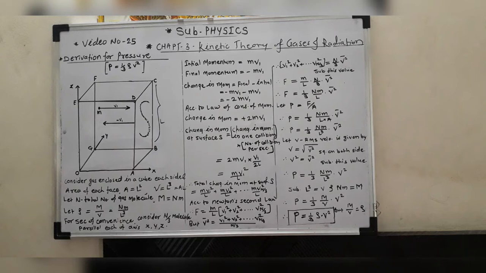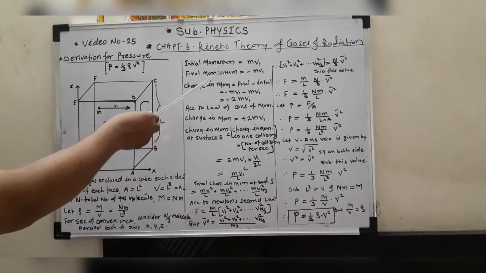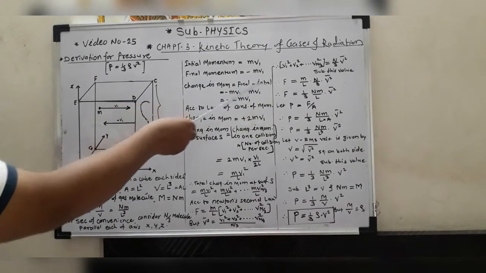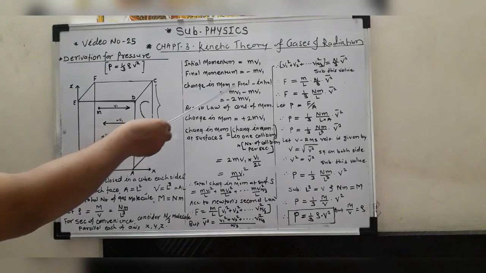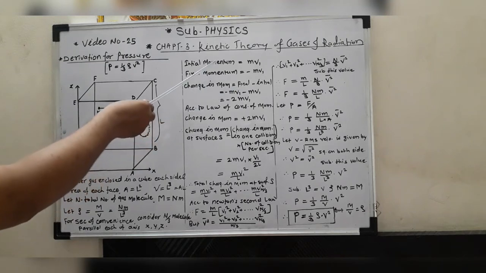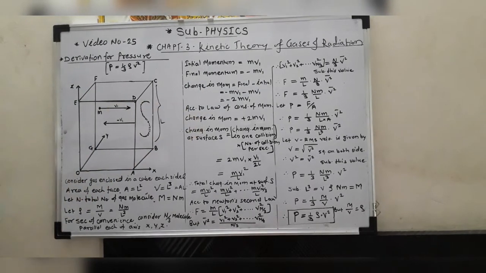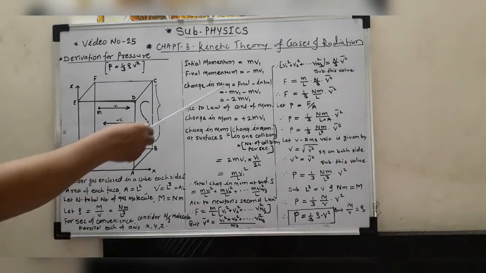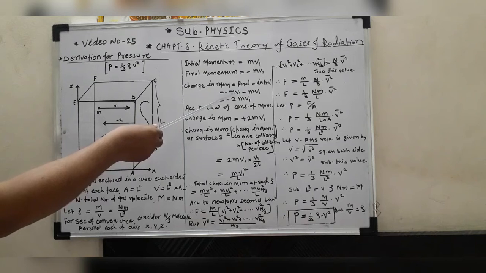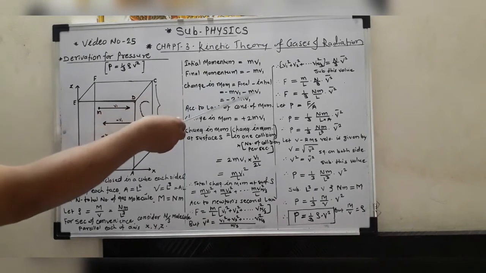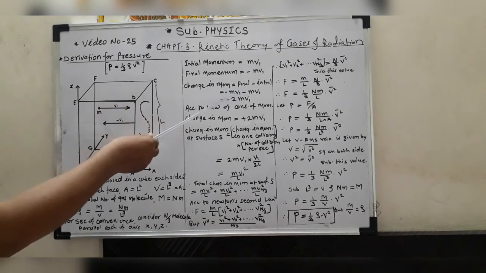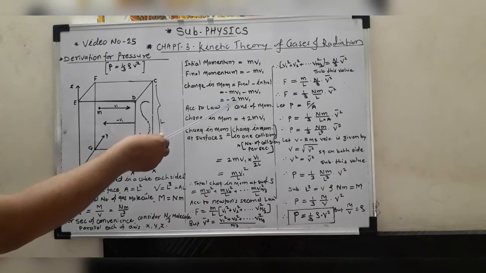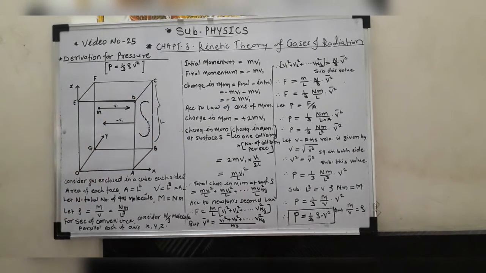Therefore the change in momentum is nothing but the final momentum minus the initial momentum. Substituting these two values, we get minus mv1, that is the final momentum, minus the initial momentum, which has a minus sign, therefore we can write minus twice mv1. This is the change in momentum, minus twice mv1.